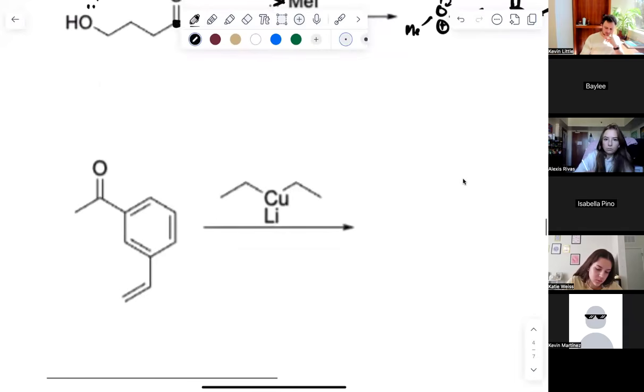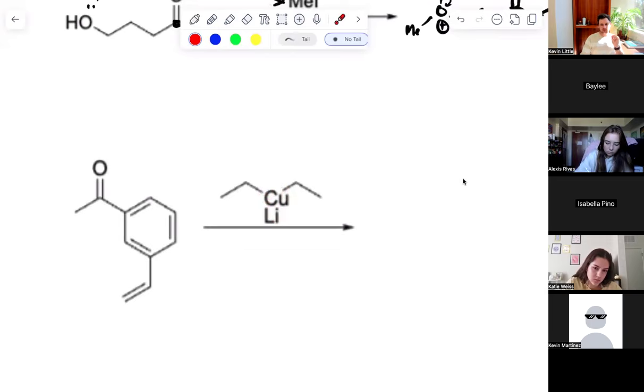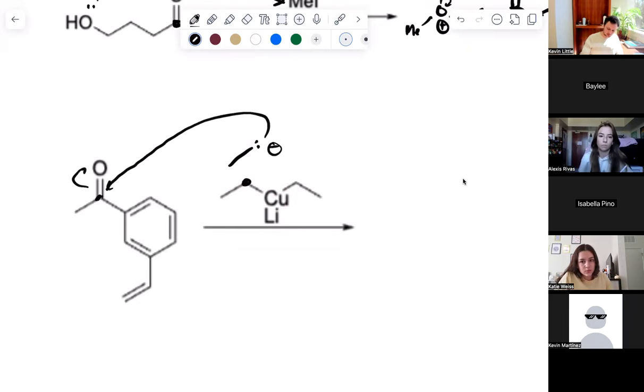Okay. Here's another pretty simple question. These copper lithiates have two equivalents, an equivalent on either side, but they act very similarly to just a Grignard. So thinking about this carbon being attached to a metal, having a negative charge, I've got one electrophile here, nucleophile attacks electrophile, push up.